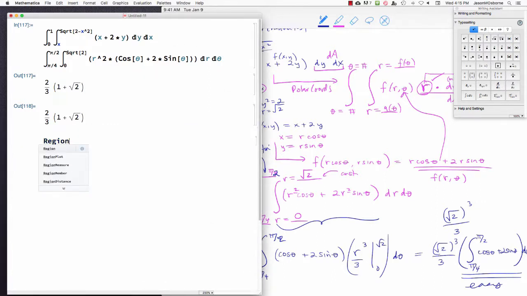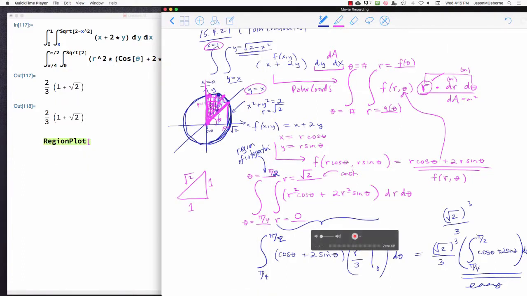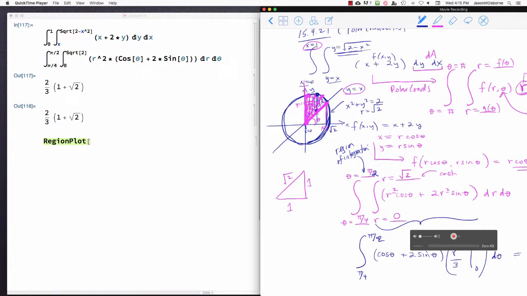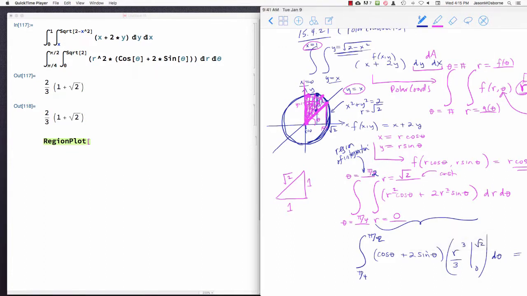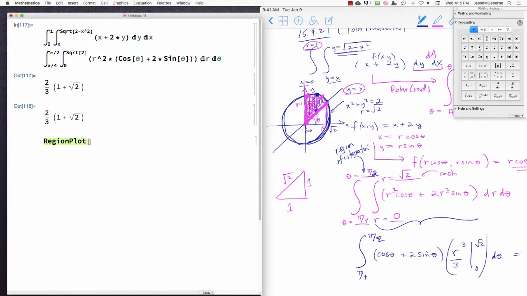Another thing you can do is check that you've got the correct region. Here we sketched our region. It's this little pie piece right here, so we can check that we got the right limits of our integral. We wanted y to be bigger than x, and we wanted y to be less than the square root of 2 minus x squared.